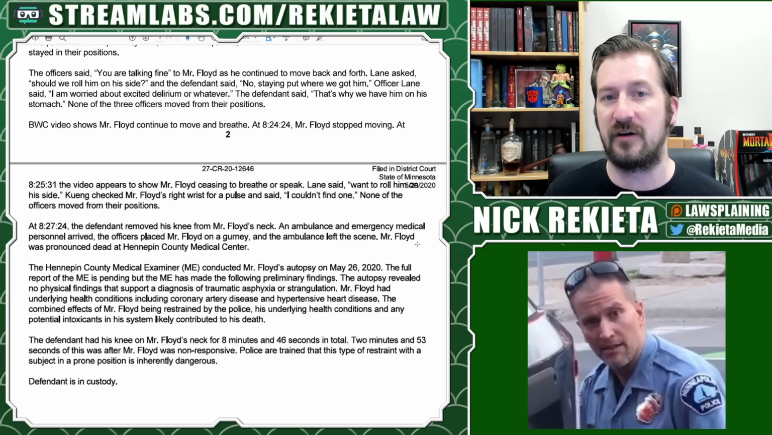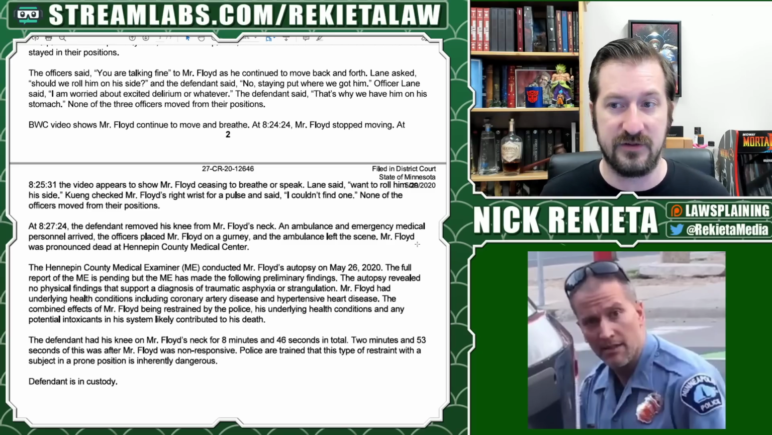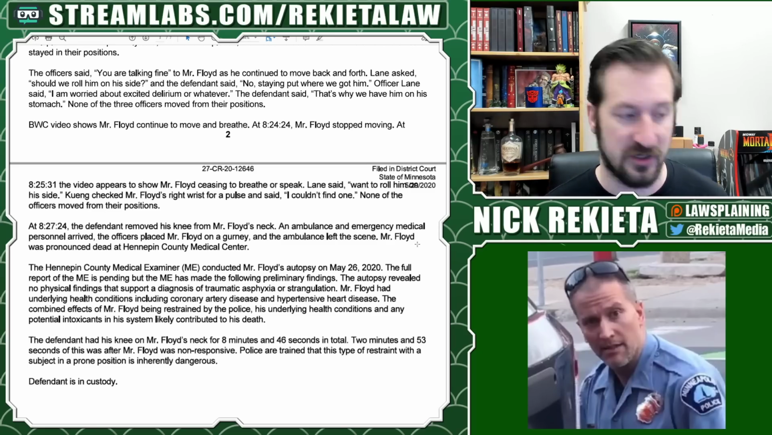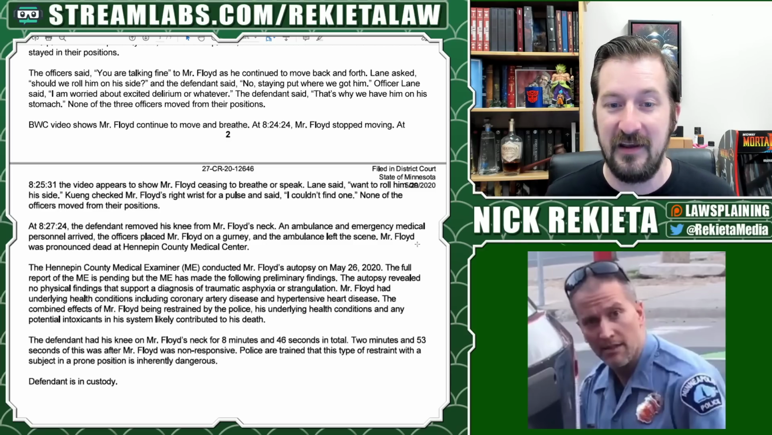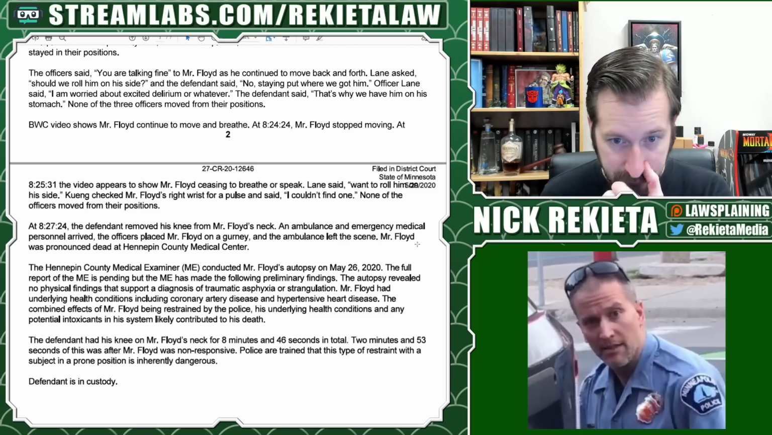And with a compressed or obstructed windpipe, when it's fully obstructed and you cannot breathe, you cannot talk. And the officers did mention you're talking just fine, you can breathe. That doesn't actually mean that you're able to draw breath into your lungs in a significant way to keep you conscious or living. It just means that air can pass through the windpipe.